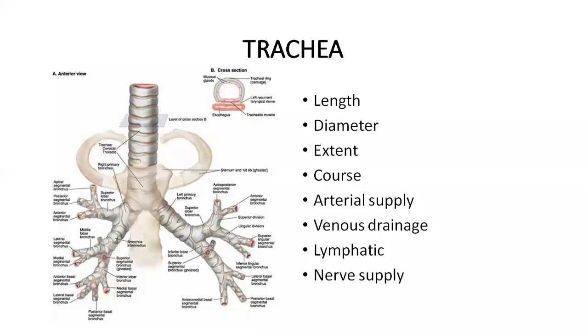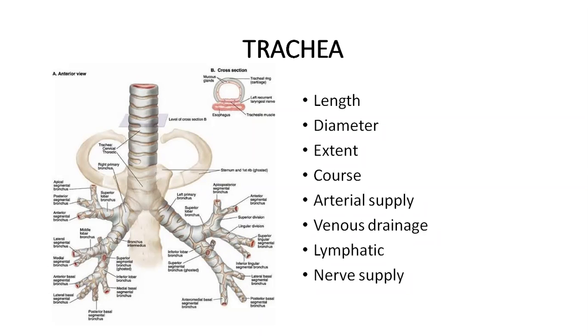Okay, so the arterial supply is by the inferior thyroid artery. Venous drainage is by the left brachiocephalic vein. Then the lymphatics are pretracheal and paratracheal nodes. And for the nerve supply, the vagus and the recurrent laryngeal nerve provide the parasympathetic fibers, and the sympathetic fibers are from the middle cervical ganglion.